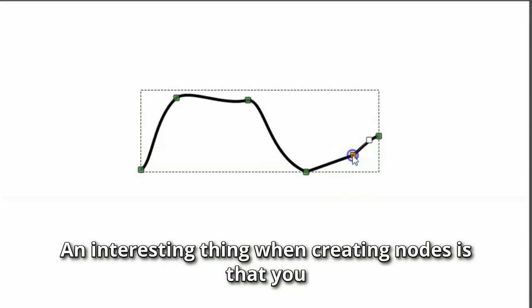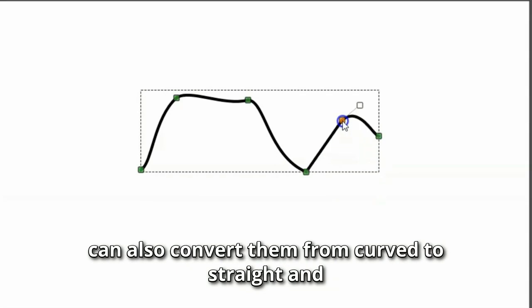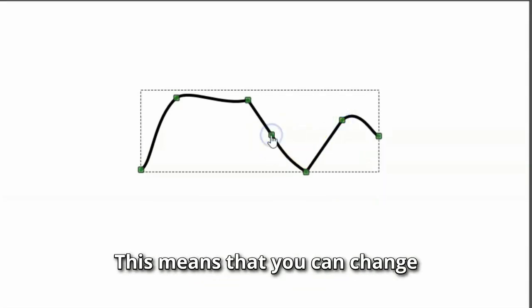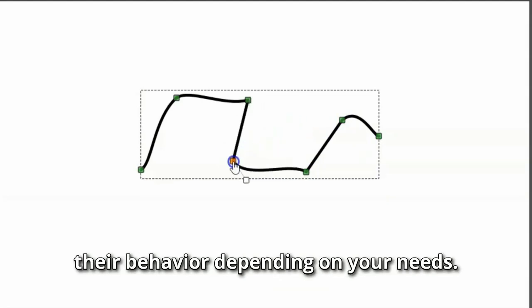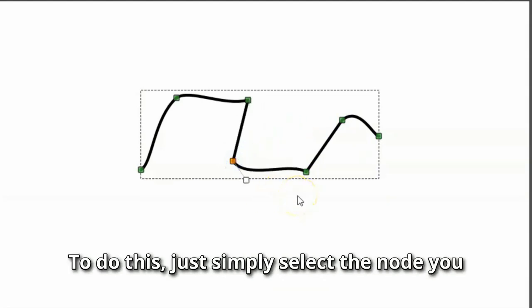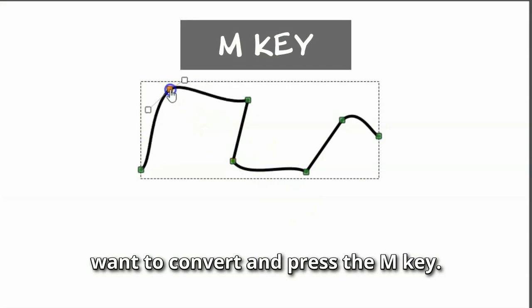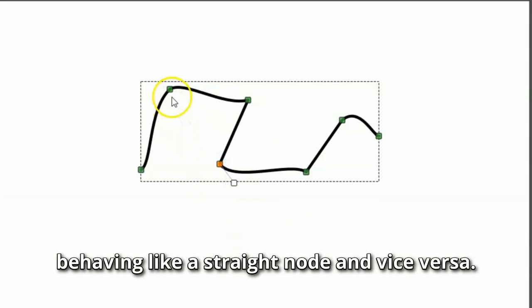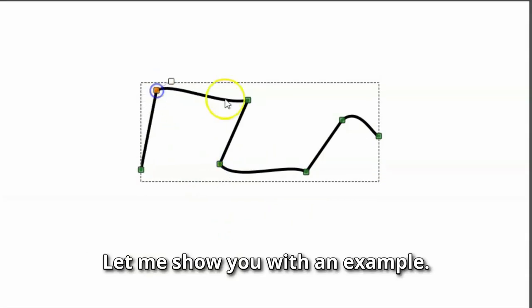An interesting thing when creating nodes is that you can also convert them from curved to straight and from straight to curved as you like. This means that you can change their behavior depending on your needs. To do this, simply select the node you want to convert and press the M key. If the node was curved, it will start behaving like a straight node, and vice versa. Let me show you with an example.